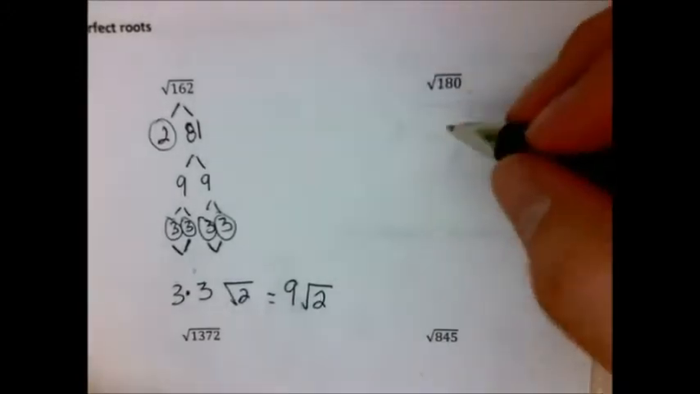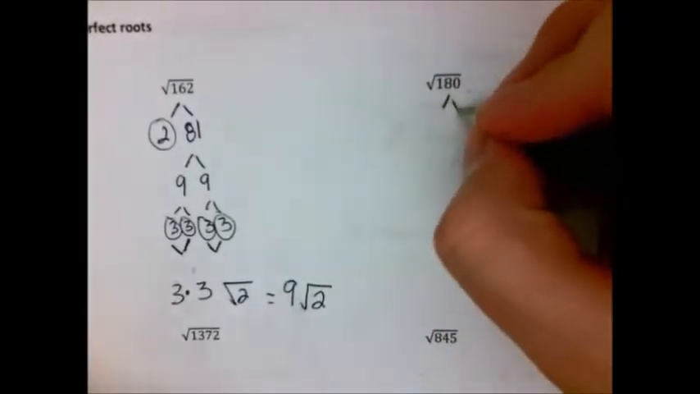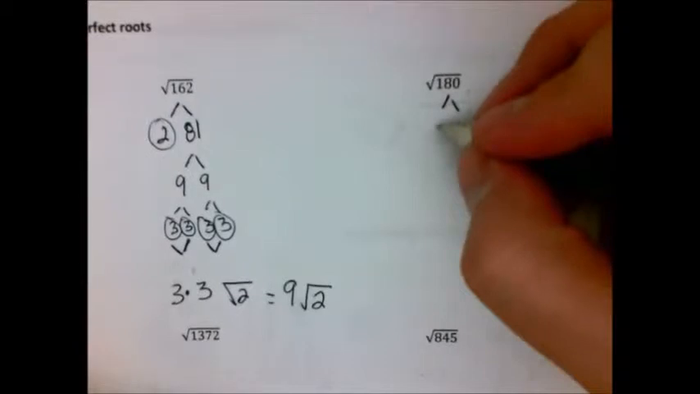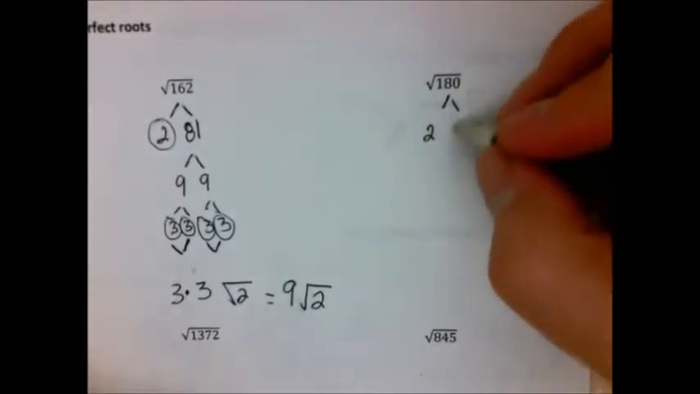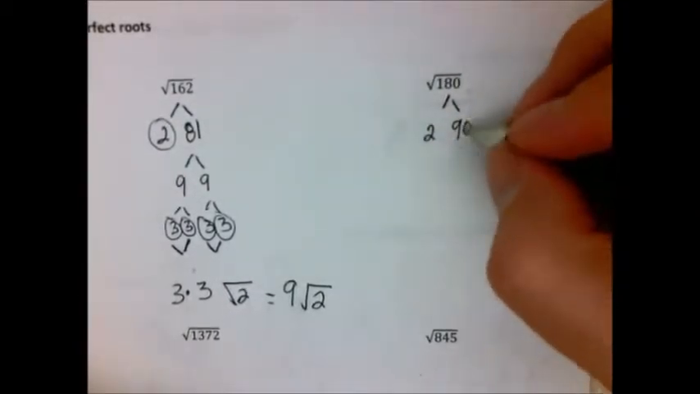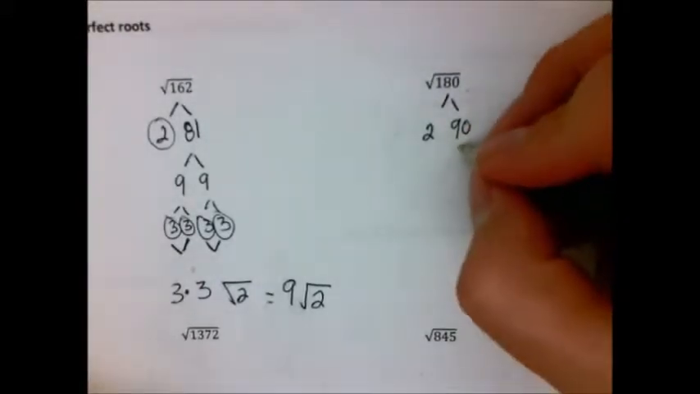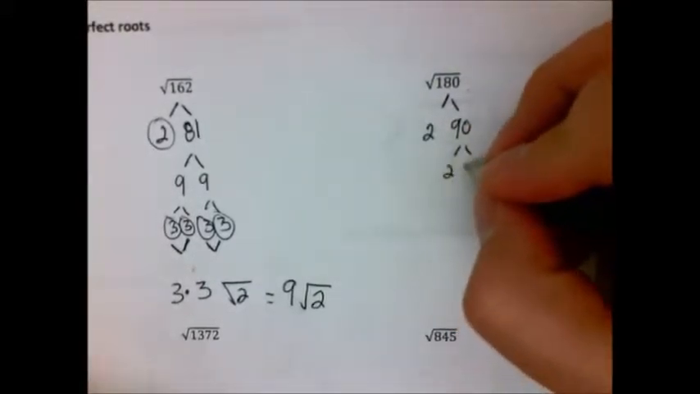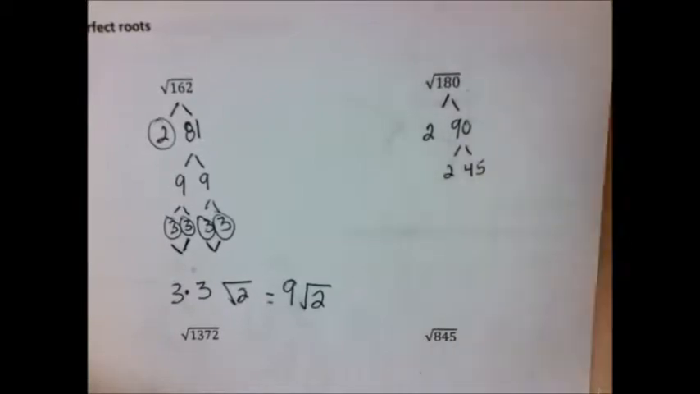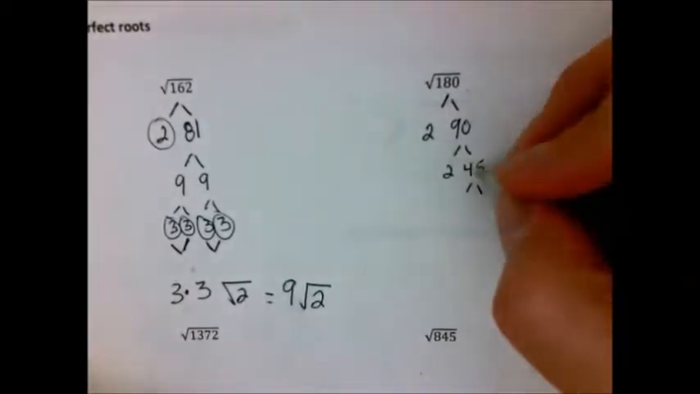180. Alright, so once again, let's just use the 2. It's been working for us so far. 180 can be divided by 2, so we're going to do 2. And when you put it in your calculator, you should get 2 times 90 equals 180. If we do it again, 2 and 45.